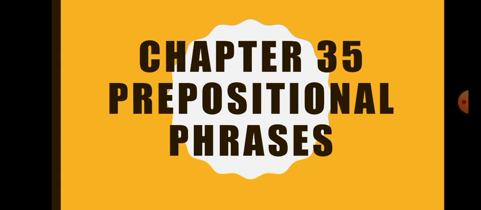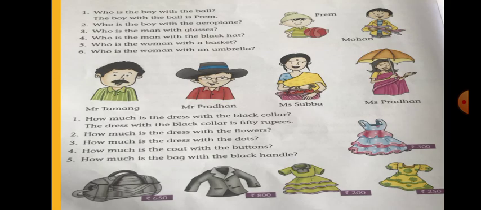Now with this chapter 35, prepositional phrases, who is the boy? Who is the boy with the ball? The boy with the ball is Prem. Who is the boy with the aeroplane? Here we use the phrases with these preposition words. Here the word with is used as a preposition. Who is the boy with the aeroplane? The boy with the aeroplane is Mohan.